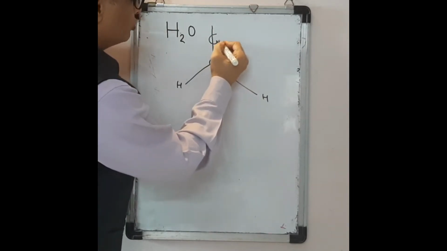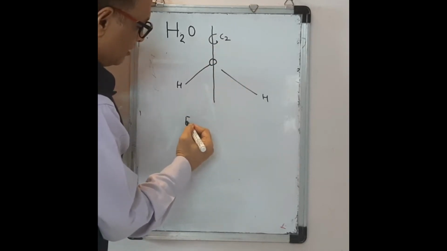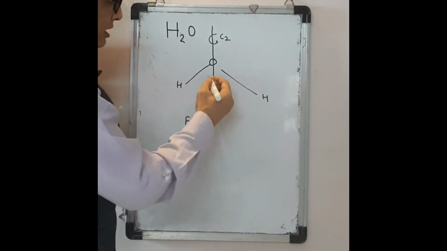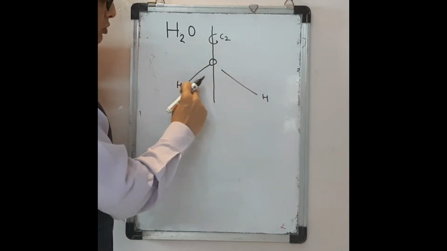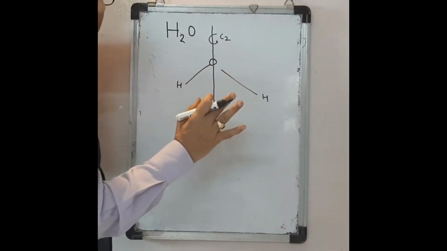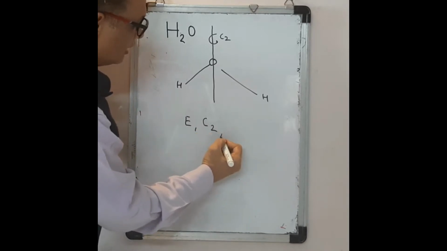This is the C2 axis of symmetry. It contains identity element E. All molecules contain identity element E. Then it contains a C2 axis of symmetry because if it is rotated by 180 degrees, you will get an equivalent, and another rotation by 180 degrees, you will get the original. It contains a C2 axis of symmetry and it contains two vertical planes.